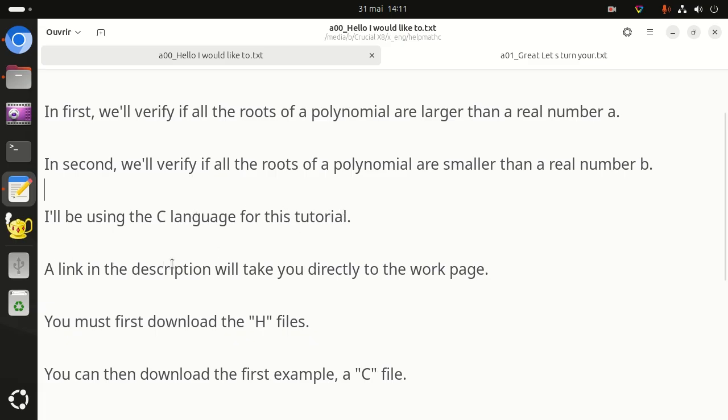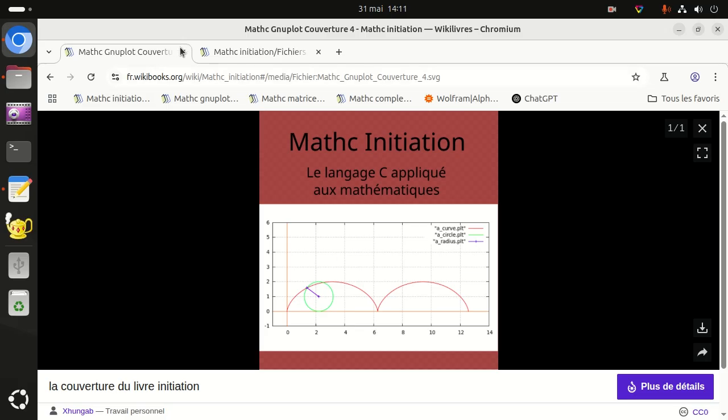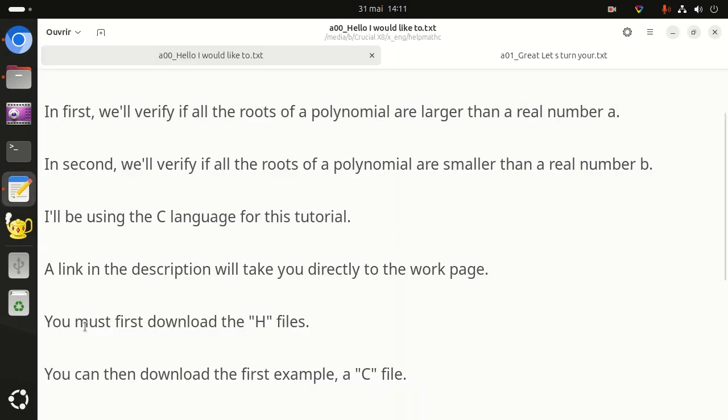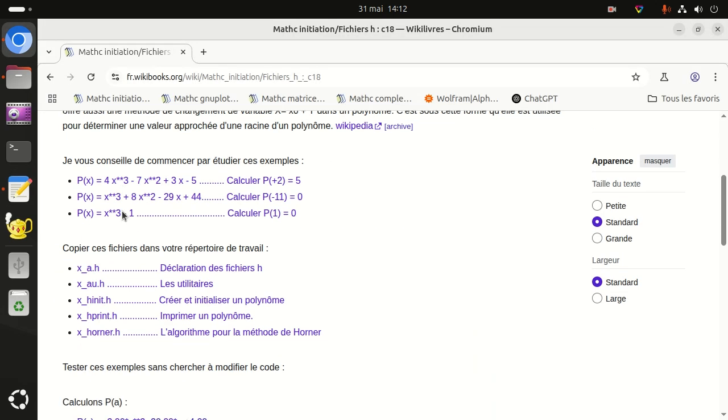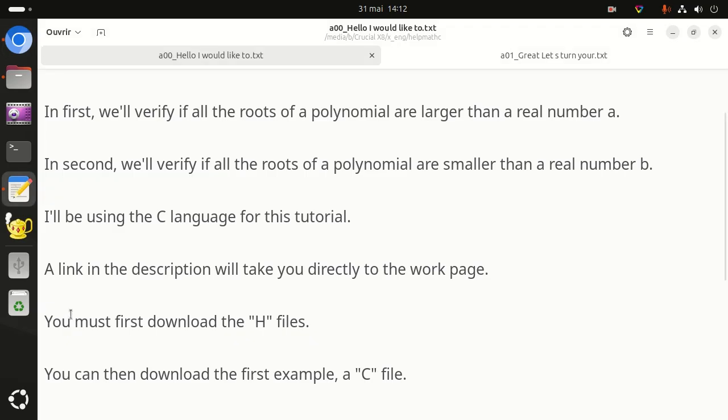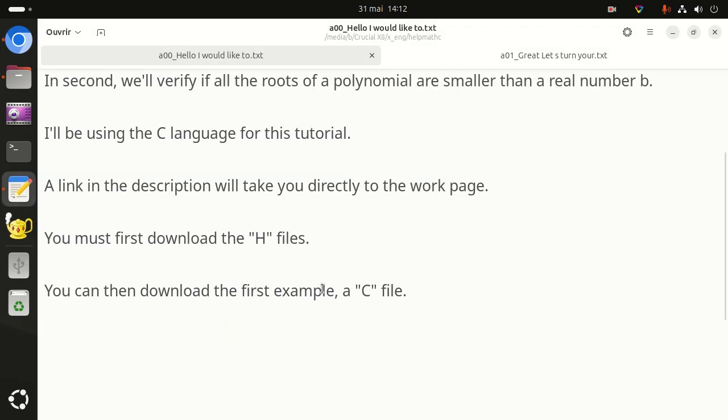A link in the description will take you directly to the work page. This is a work page, a wikibook. You must first download the hash files. You can find here the hash file. You can then download the first example, a C file.